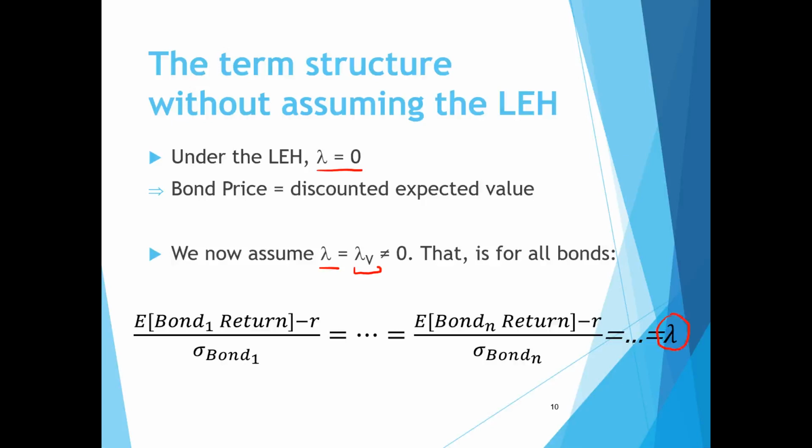What does this mean? That if, let's say, volatility for another bond is twice as big, then the return minus the risk-free rate must also be twice as big. So the market price of risk puts this notion that when you get more risk, meaning more volatility, you have to get more return. And this is captured by lambda.